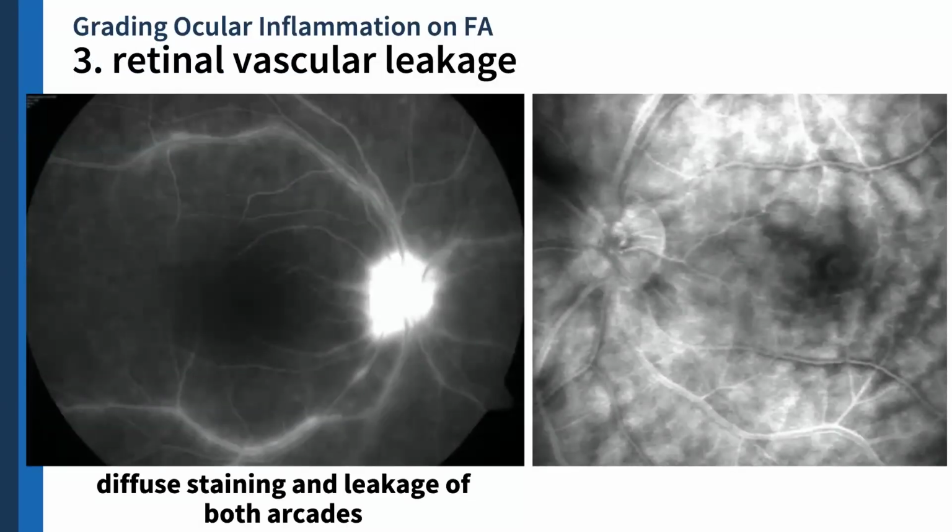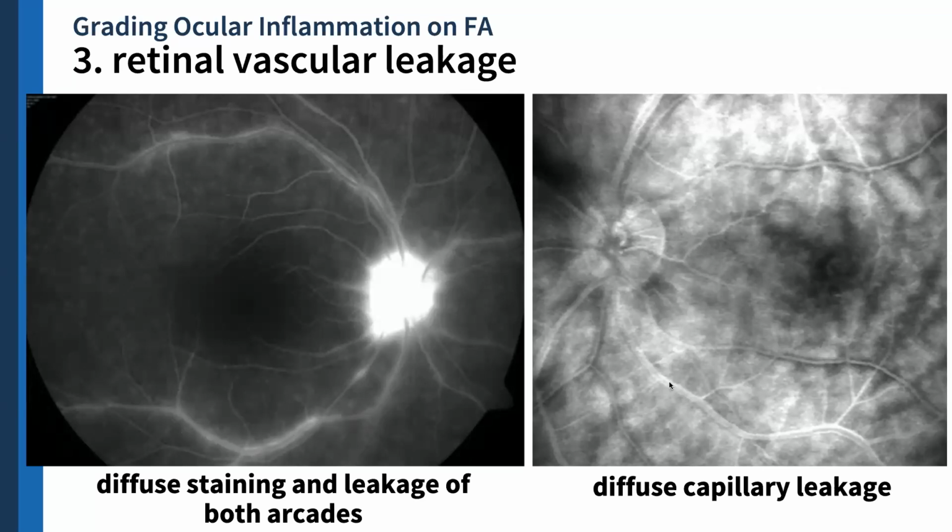Okay, so next, you have the retinal vascular leakage. So as we discussed previously, so here retinal vasculitis, you can have leakage coming from the big vessels. So that's the arcades, and you can have leakage coming from the capillaries. So, quiz ulit. Which leakage would represent a higher level of inflammation? Inflammation coming from the arcades or inflammation coming from the capillaries? Capillaries.